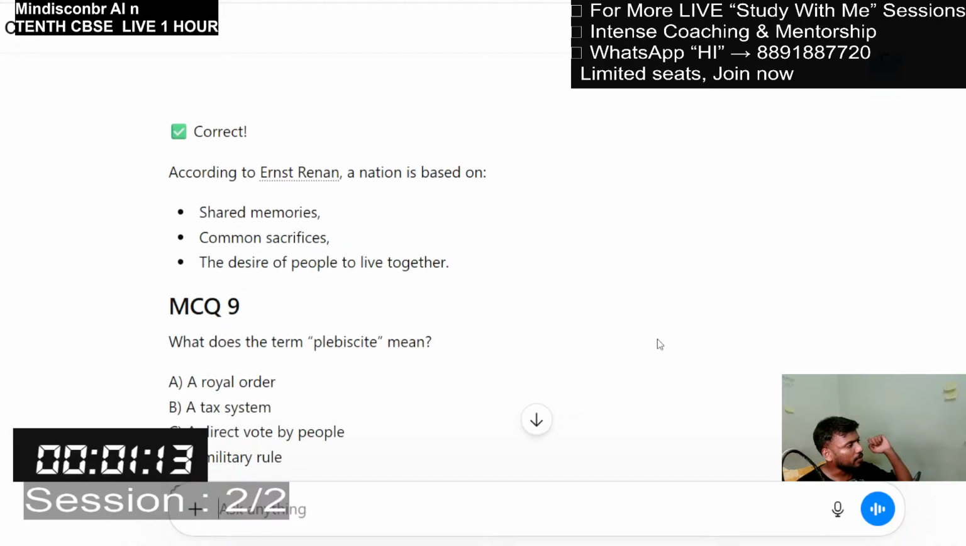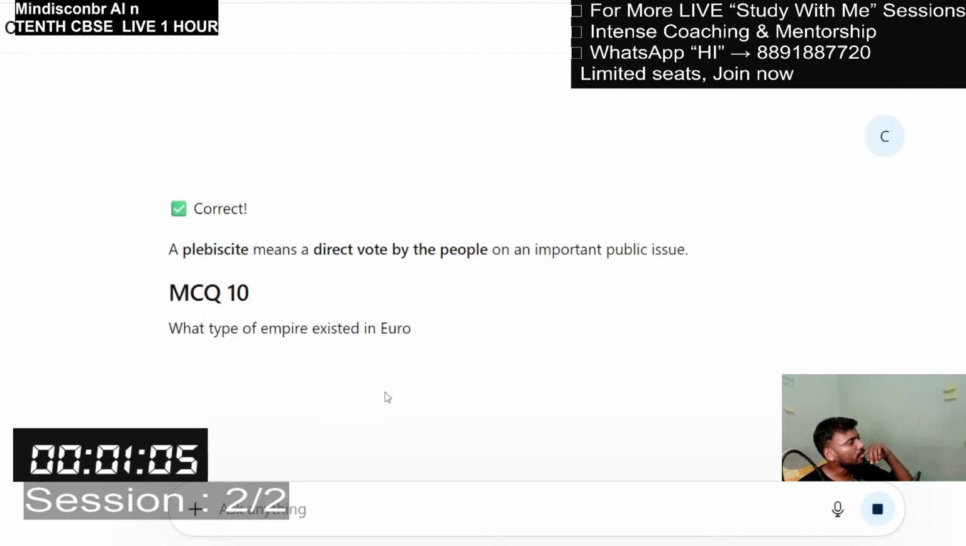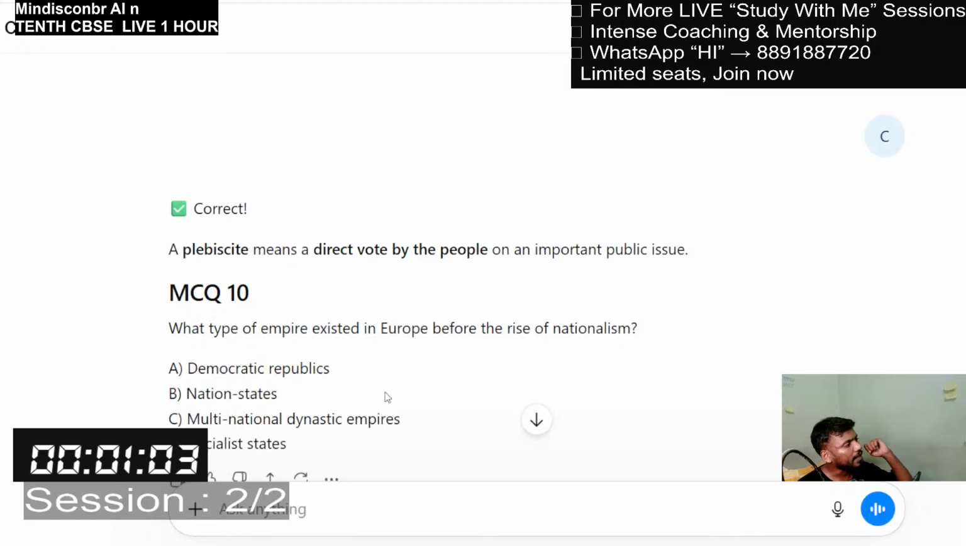What does the term plebiscite mean? Plebiscite means the direct vote by people. Plebiscite means a direct vote by the people on an important public issue.